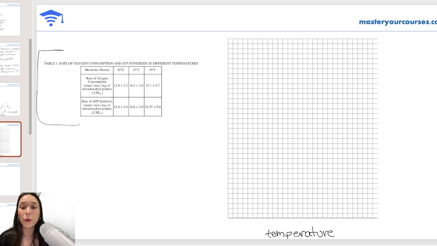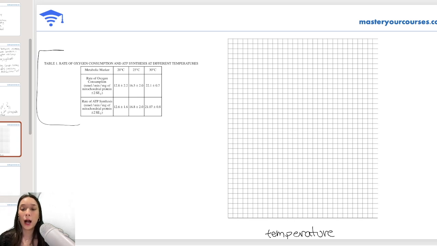So there's a couple different ways you can do these, because you do need to plot oxygen consumption and ATP synthesis separately. I was looking, and I saw some people had opted to do a double bar graph. There are a couple different ways to do this. I'm going to show you guys the most simple option and what I feel like most students would have done.